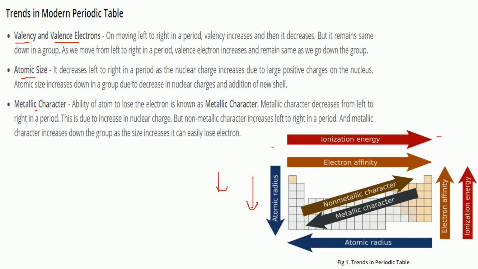The metallic character of the elements is the ability of the atom to lose electrons. Metallic character would decrease from left to right in a period, because of the increase in nuclear charge. But the non-metallic character will increase from left to right in a period, and metallic character increases down the group as the size would increase. It can easily lose electrons.